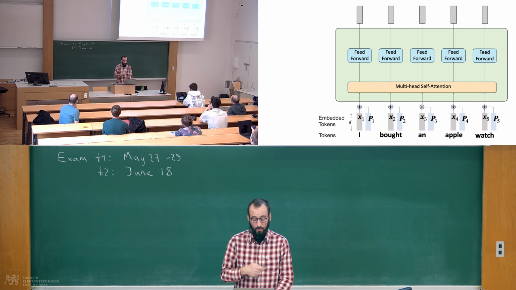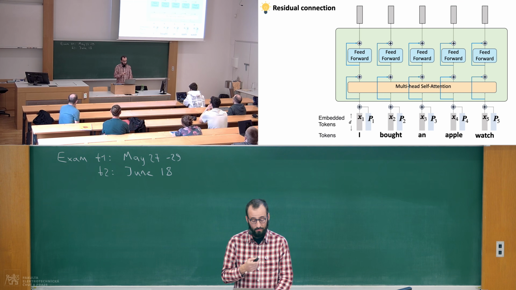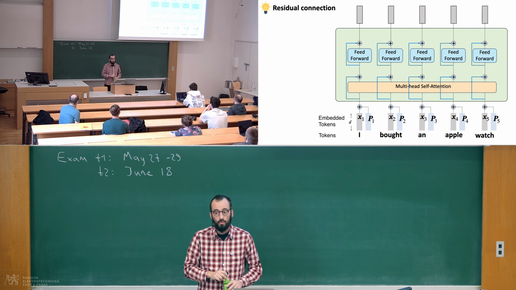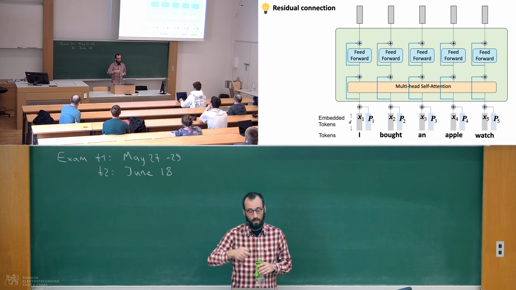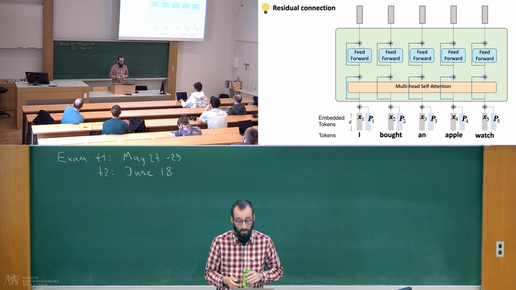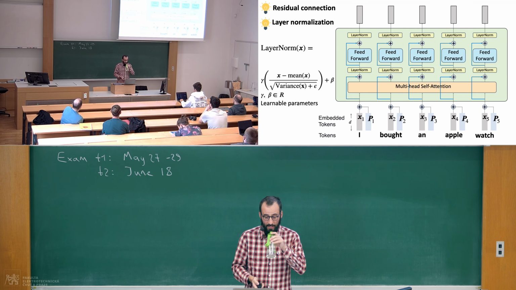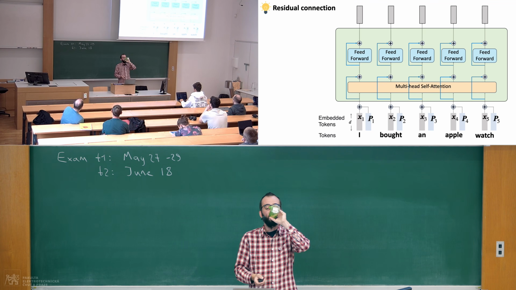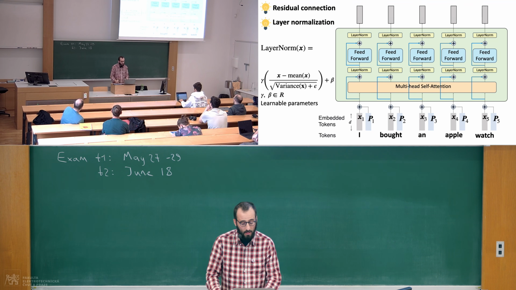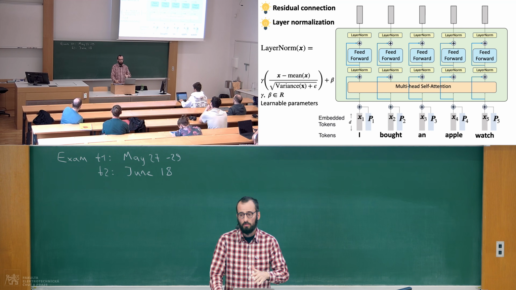To get the final output, a few more bits: residual connections, known to you from previous lectures, also from the previous graph neural networks, that allow us to train deeper networks and handle the problem of vanishing gradient. Now there is a layer normalization operation.